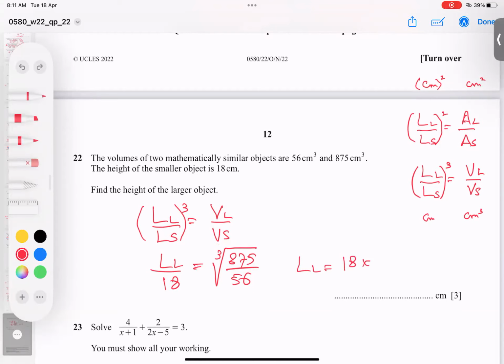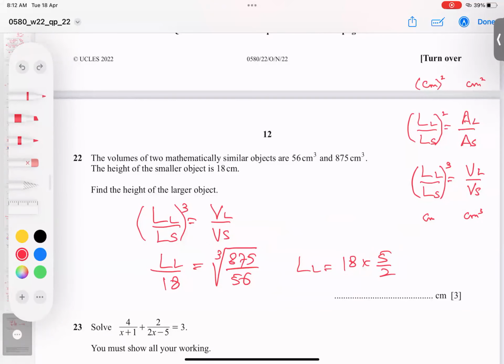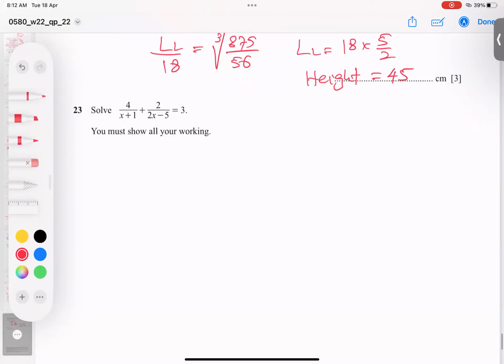So cube root of 875 divided by 56. I'm getting 5/2. Again, 5/2. So this answer is 5/2 and 18 multiplies there. 2 9s are 18 and 9 5s are 45. So height of the large, or length of the large, whatever, is very clear: 45 centimeters. So let's talk about question number 23.